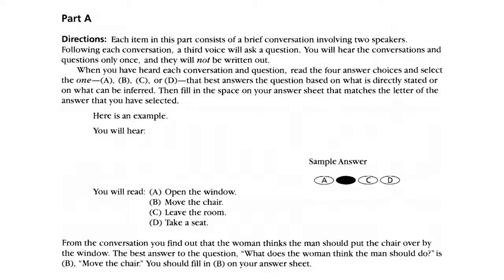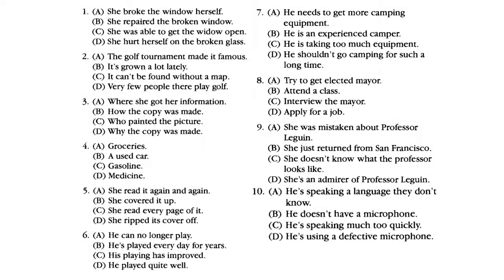From the conversation, you find out that the woman thinks the man should put the chair over by the window. The best answer to the question, what does the woman think the man should do, is B. Move the chair. You should fill in B on your answer sheet. Now let's begin with the first conversation.